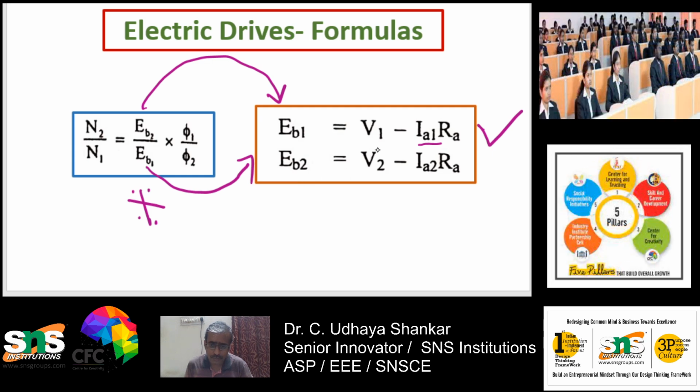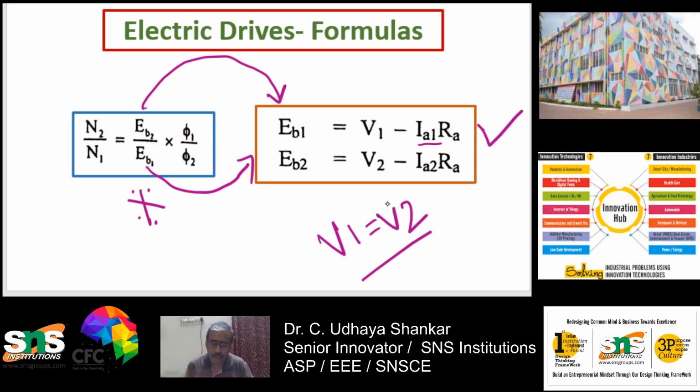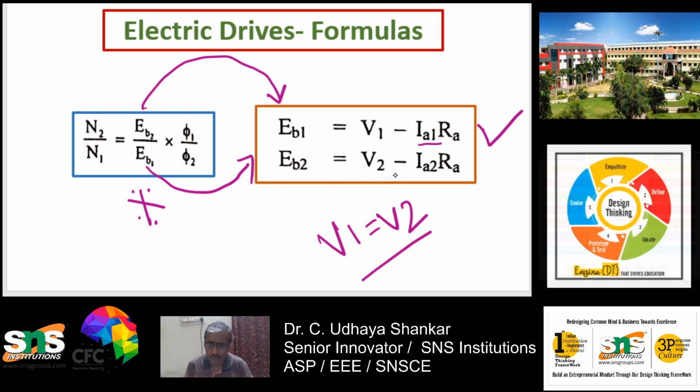Similarly, EB2 is nothing but V2 minus IA2 into RA. Most of the time V1 and V2 will be equal, as the terminal voltage should be constant. If sometimes they change it, you have to make a note of it, but most of the time it remains the same. Again, you can see that two different IAs are there.